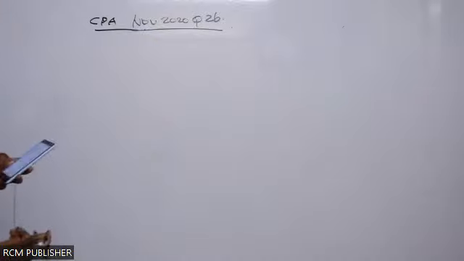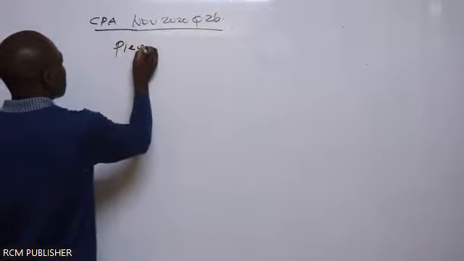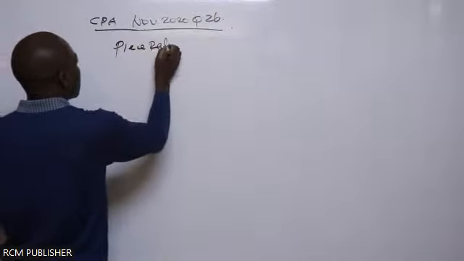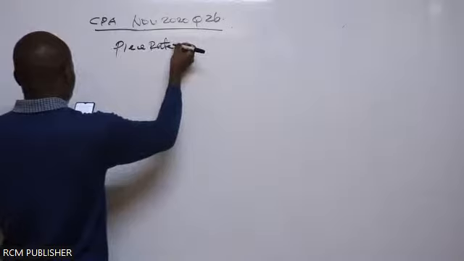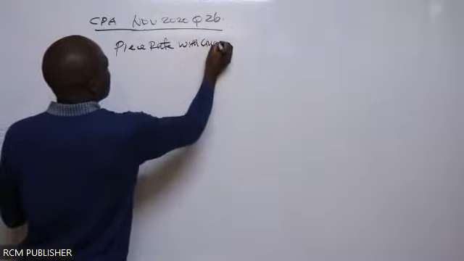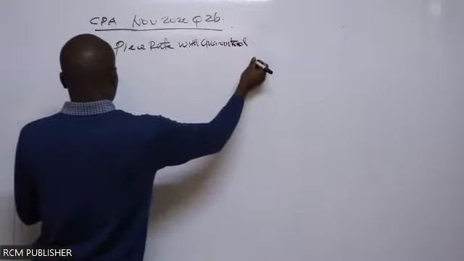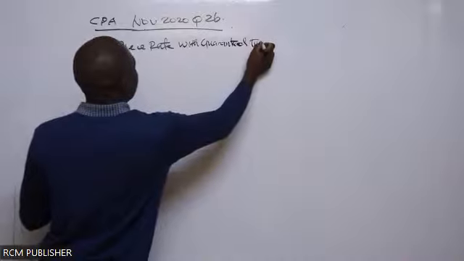So the question reads, a company uses two methods to remunerate its casual workers as follows. So the piece rate with guaranteed time rate. So I want to look at what will be paid under piece rate, with guaranteed time rate.